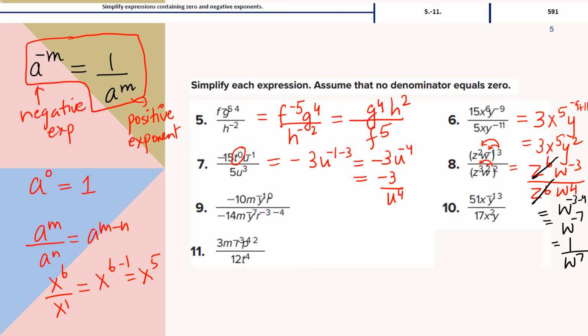Now let's solve this question. Here you have minus 10 and minus 14. So minus minus becomes plus. Simplify, it becomes 5 by 7. M to the power minus 1 plus 7 would give you m to the power 6. Y to the power 3 and r to the power 5. So what did we do? The power we made minus of, let me write here, minus of minus 7. So it became minus 1 plus 7, which is 6.